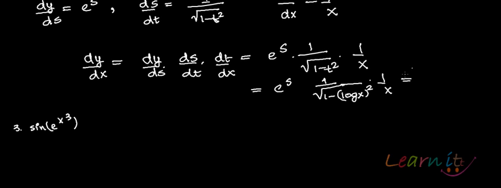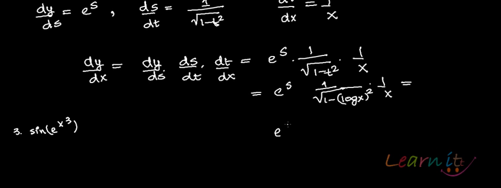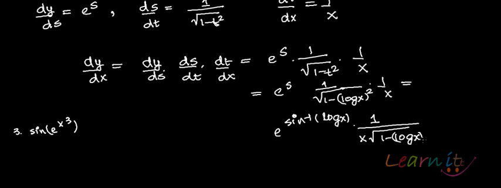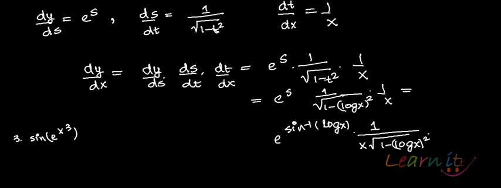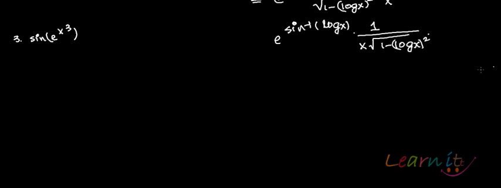So s could be written as, now this entire thing could be written as e to the power sine inverse log x into 1 upon x into root of 1 minus log x square. This is the derivative for this. Okay, then you have the third question which says sine of e to the x cube.